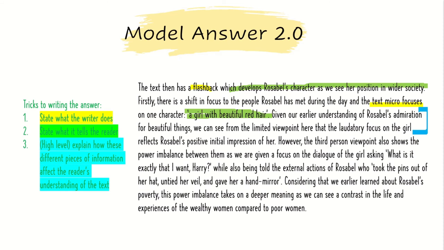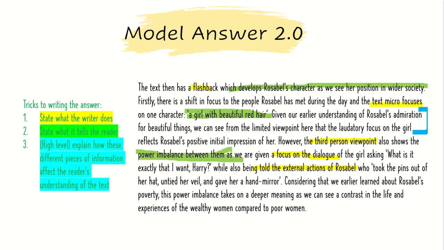However, the third person viewpoint also shows the power imbalance between them, as we are given a focus on the dialogue of the girl asking, "What is it exactly that I want, Harry?" while also being told the external actions of Rosabelle, who took the pins out of her hat, untied her veil, and gave her a hand mirror. So again, you're seeing me go back and forth between yellow, green, yellow, green. We've got the third person narrative viewpoint, a focus on the dialogue, and the external actions of Rosabelle, all being used to tell us the power imbalance between them.